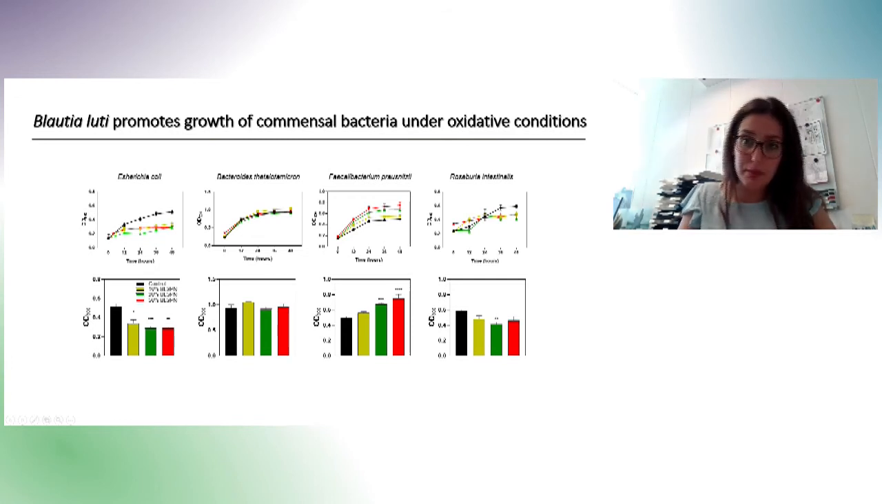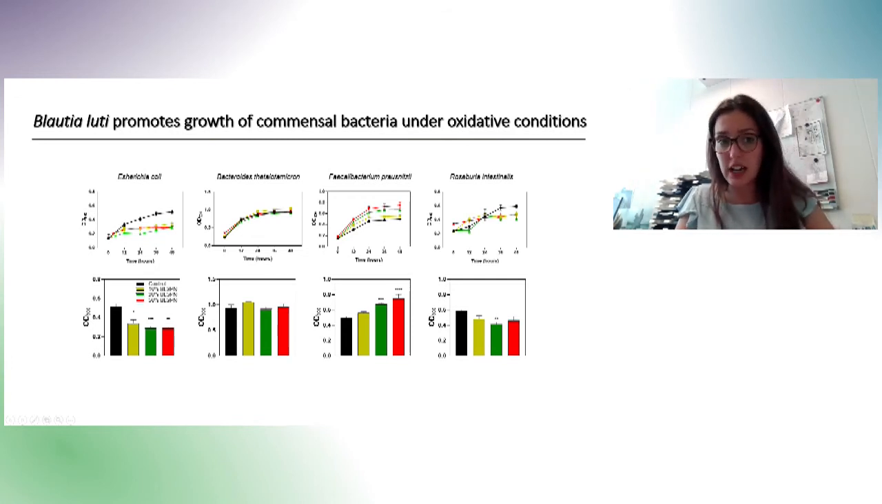And the opposite happens, for instance, with Escherichia coli. After 48 hours of incubation with different concentrations of the supernatant, we can see that the growth of E. coli is significantly reduced. So this was a very interesting result, especially because we could somehow prevent the expansion of E. coli.